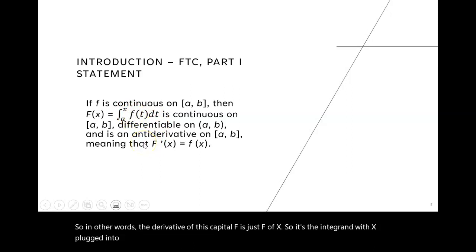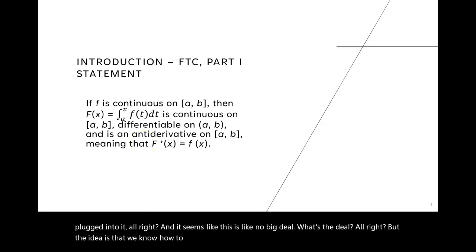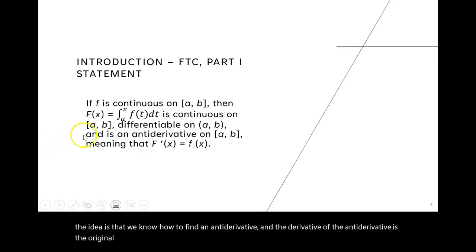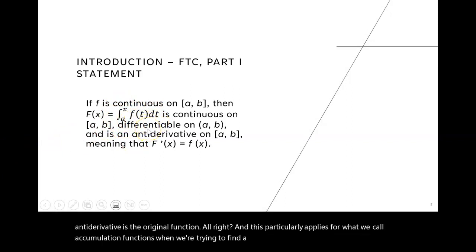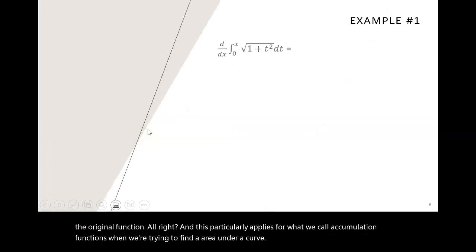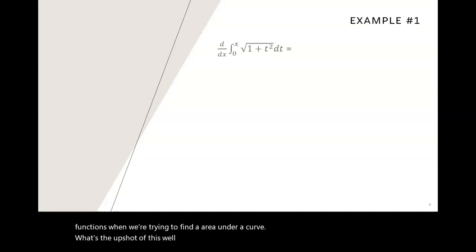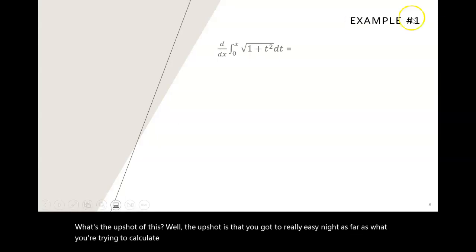And it seems like this is no big deal. What's the deal? The idea is that we know how to find an antiderivative, and the derivative of the antiderivative is the original function. This particularly applies for what we call accumulation functions, when we're trying to find the area under a curve. What's the upshot of this? Well, the upshot is that you get a really easy time as far as what you're trying to calculate here. So here's an example.